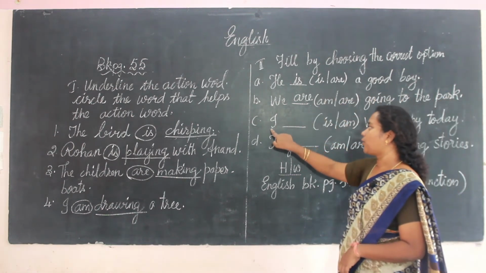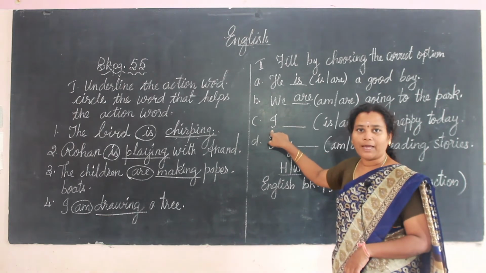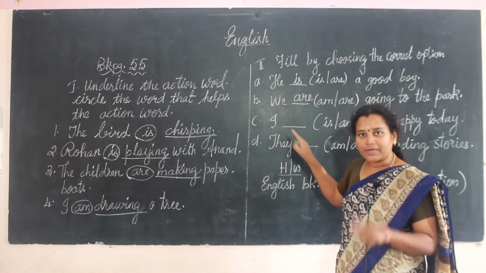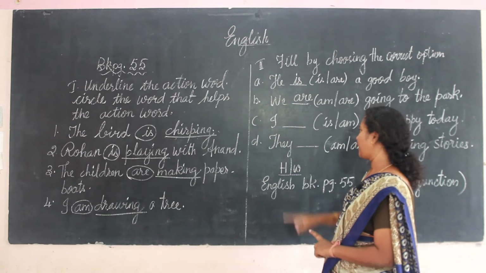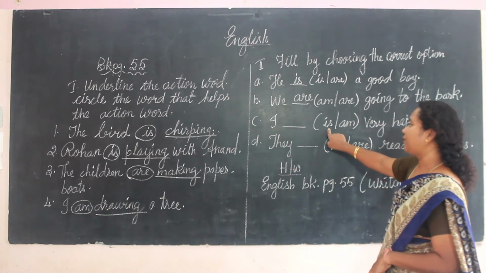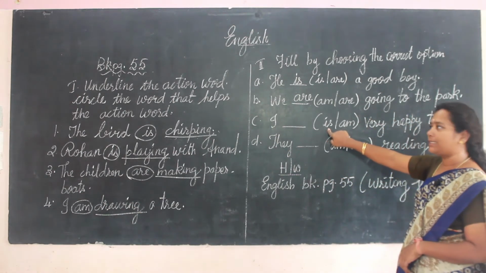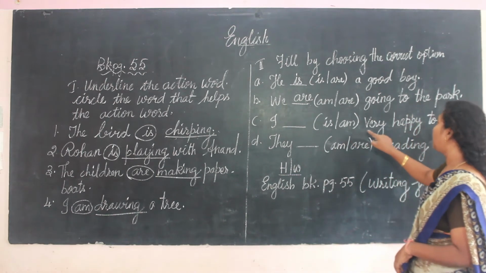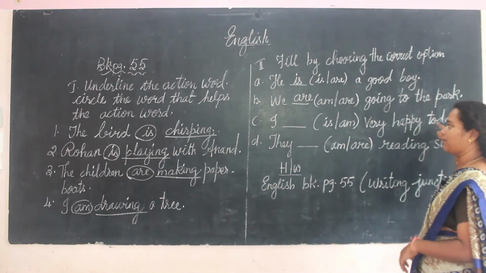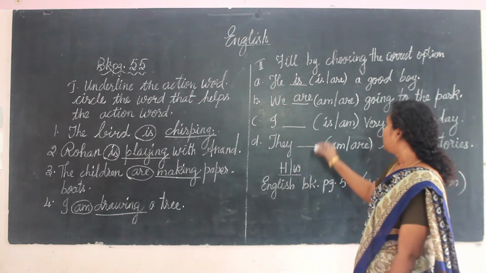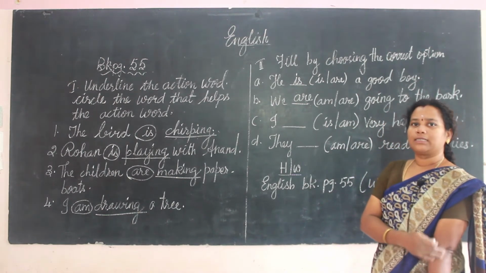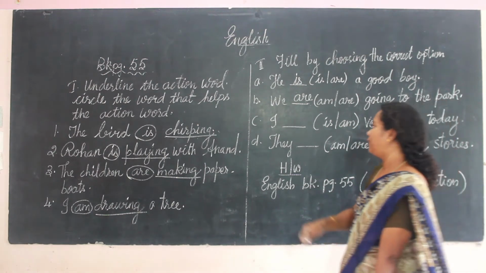Now see the next one. "I". When we talk about "I", what will we write? We will write "am". So "I" is given. What is given in the bracket? "Is" and "am" are given. "Very happy today." So what will you write? Is or am? Yes, you will write "am". Very good.